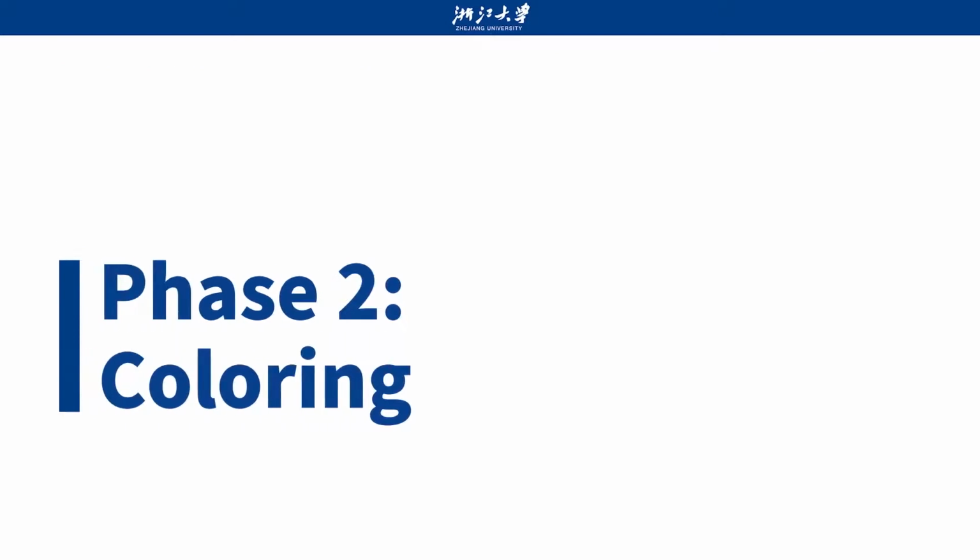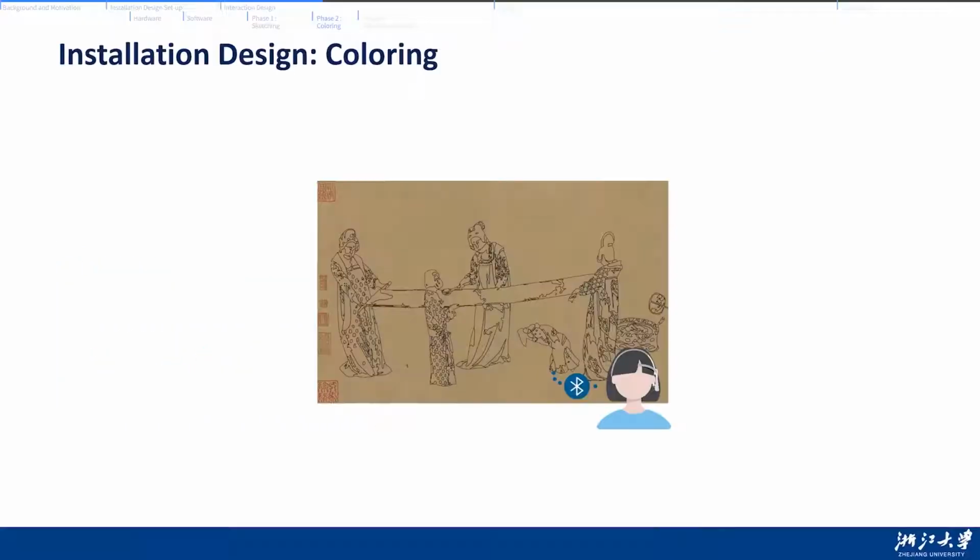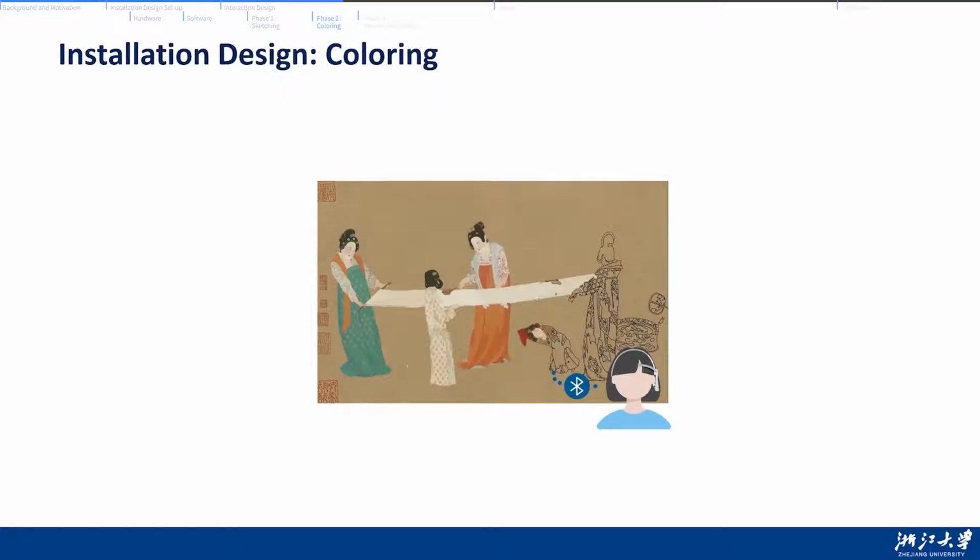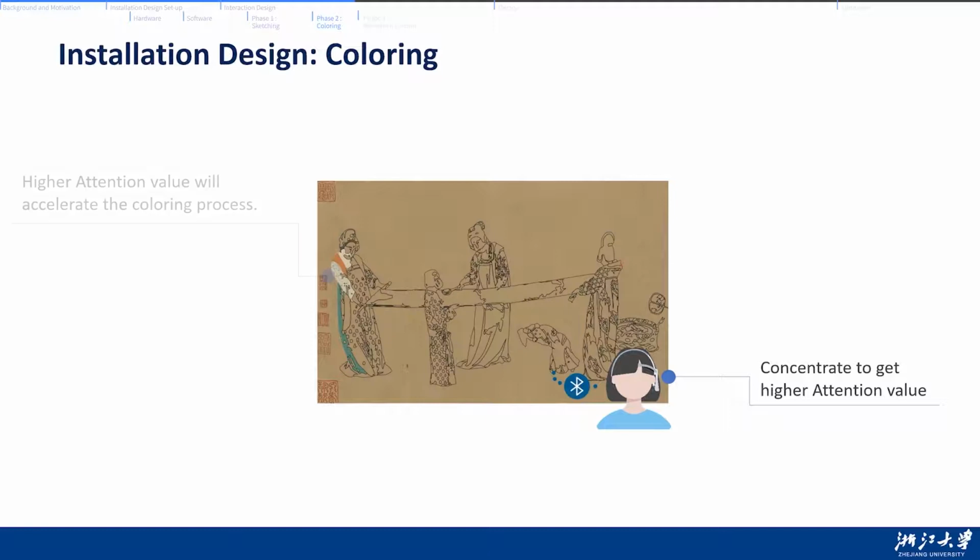After sketching, we simulate the coloring process by filling colors inside the closed edges. In this way, visitors can feel that they are able to mentally color a painting. Likewise to sketching, the attention value controls the coloring rate.